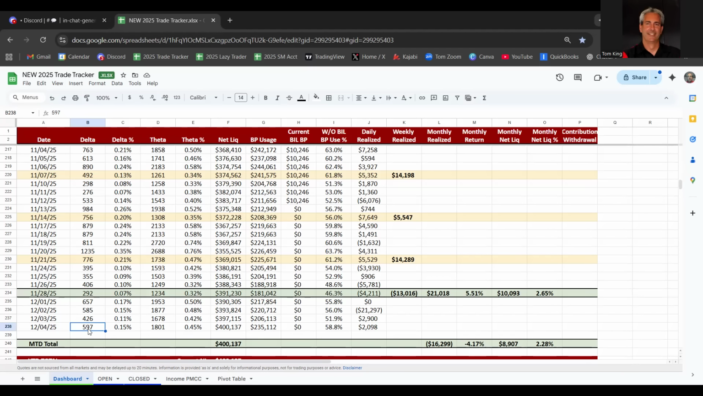All right, 597 on Delta, wins and losses. I mean, I take losses. I get wins. It is what it is. Okay, we're just trying to make some money. So 597 on Delta, 0.15%, very Delta neutral. Theta is 1801, 0.45, that's great. We hit the $400,000 mark today, which is the high of the year. So we just keep knocking out new highs. We're doing fantastic. We are up now at 8,900 bucks this month, 2.28% already in just 4 days.